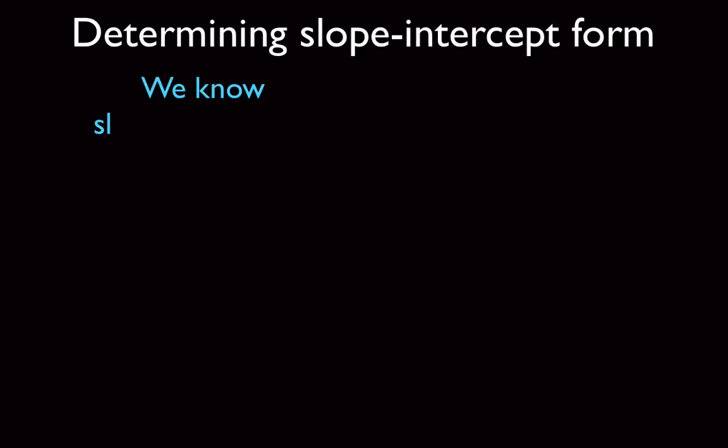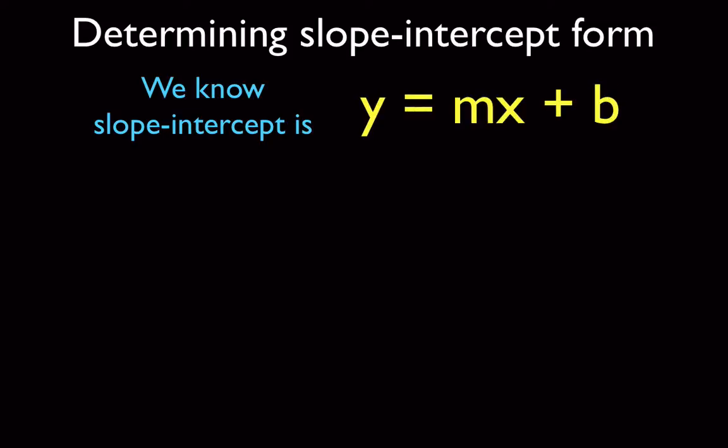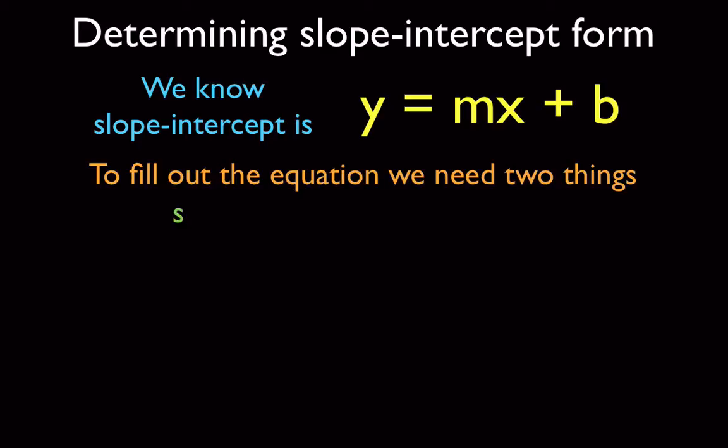Okay, so here's what we know. We know slope-intercept form is y equals mx plus b. We've talked about that so much. And in that, m is my slope, and b is my y-intercept. So if I wanted to write the equation of a line, and I told you the slope and y-intercept, all you would have to do is put them in the correct spots.